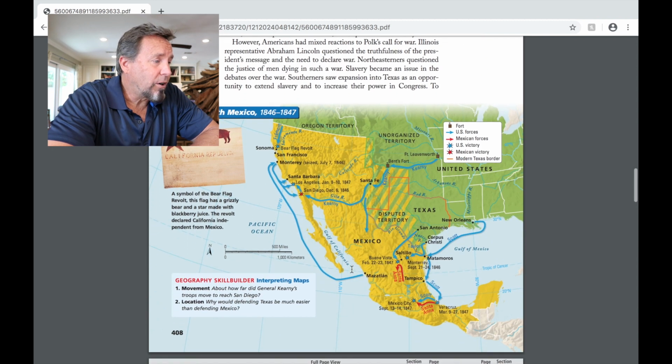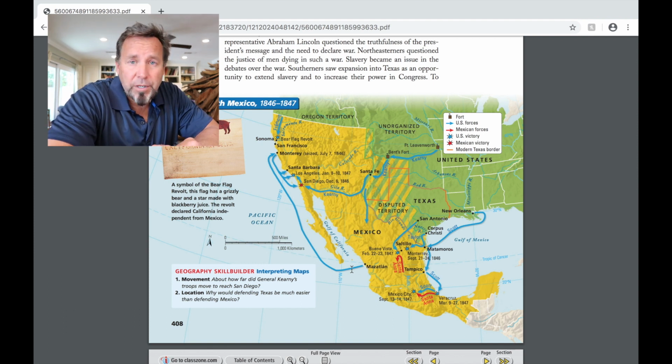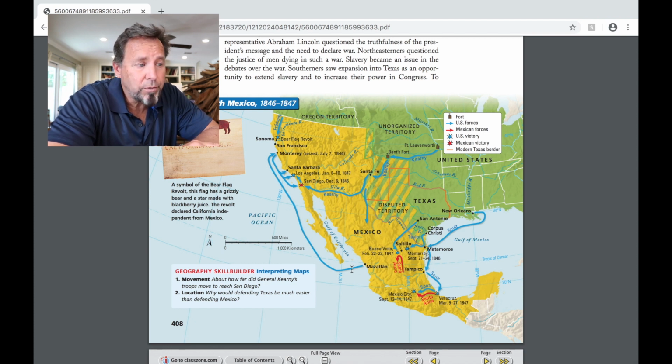But the war does start, and there's a map on page 408. One of the things I'm going to ask you to do later on today, after you finish this lesson and finish your section assessment, is to print out an attachment that just kind of goes over some of the basic things of this war with Mexico. So the map on page 408, I think, will be especially helpful to you. So don't forget that there's a map.